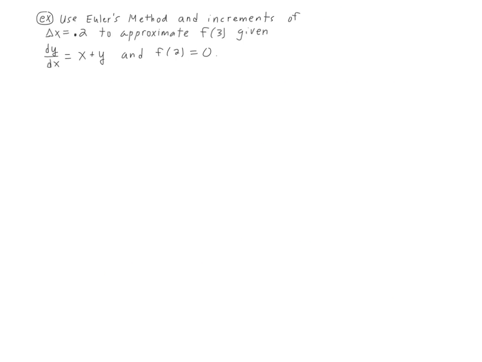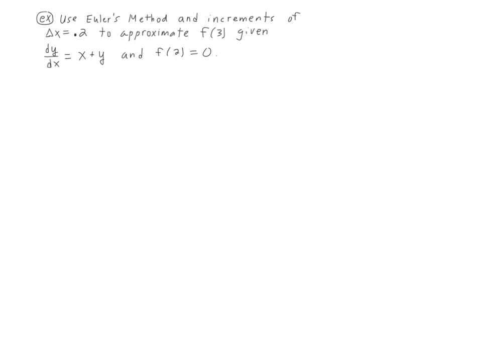Okay, so here's what a typical example would look like. We're told directly we want to use Euler's method. Notice how we're given set increments of delta x, which is equal to 0.2, and we are looking to approximate f of 3, and we're looking at that same differential equation that we saw in the previous video. Okay, so again, we're not looking to draw the slope field and then approximate the curve. Instead, we're going to use this method called Euler's method to approximate this value.